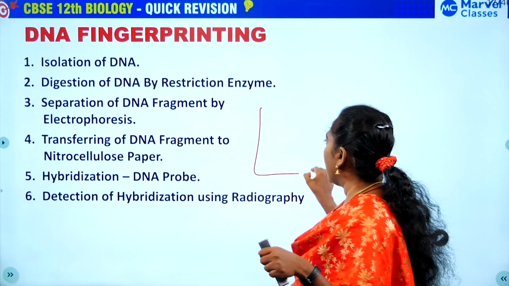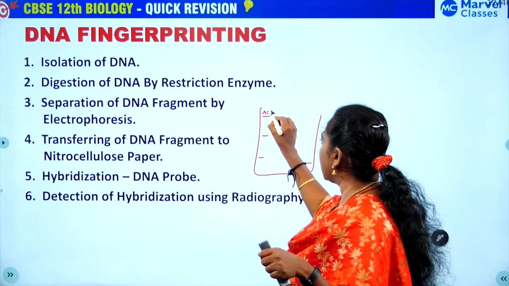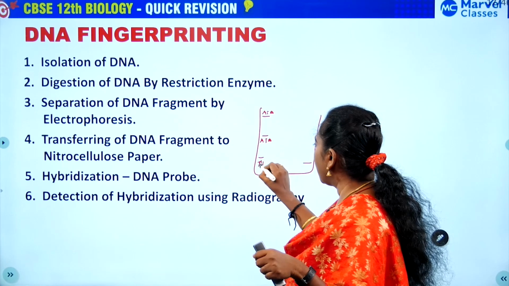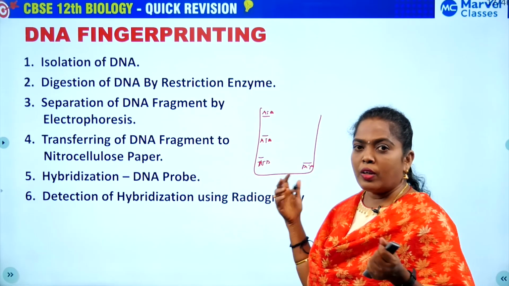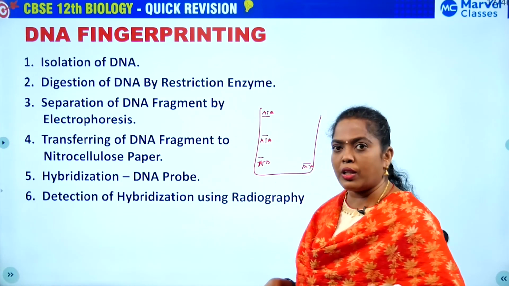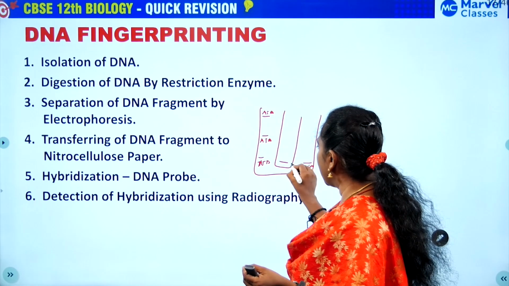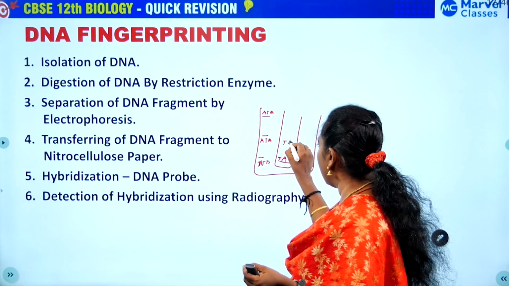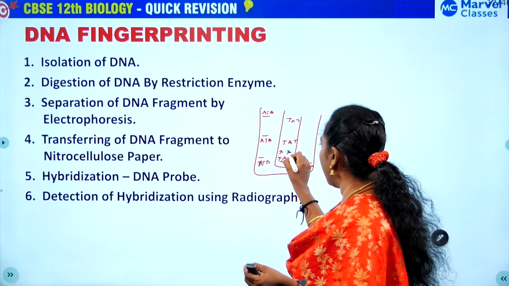Probe means these are the complementary strands. Say for example, if this is ATA with a radioactive label here, and this is the sample we got from the crime scene, and this one is the suspect's. If the suspect's is TAT, then this will come and bind here.